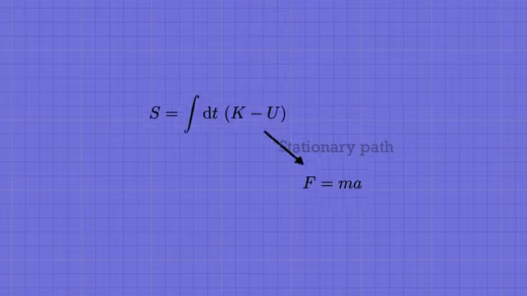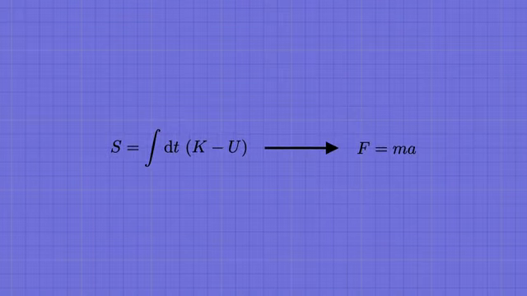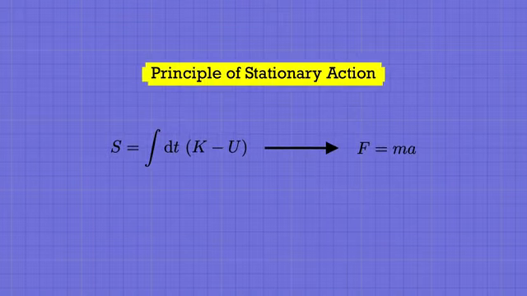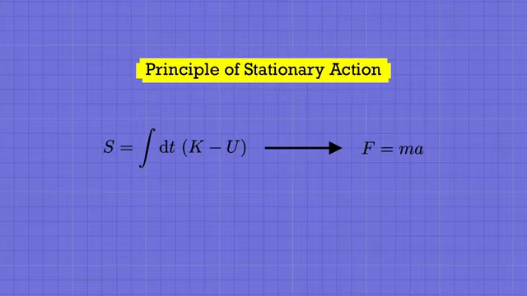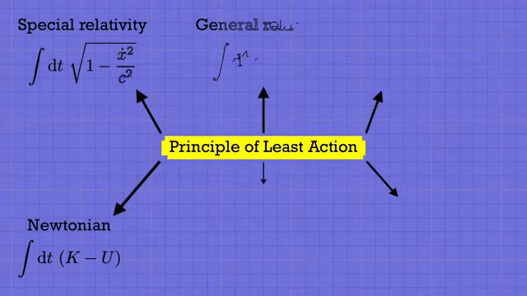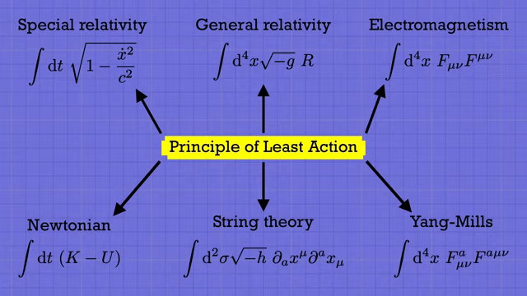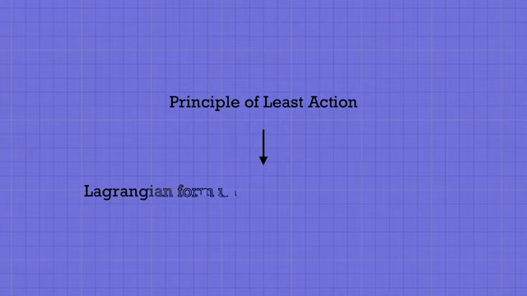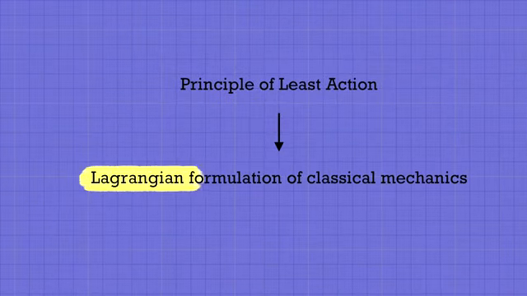The fact that the trajectory of a classical particle makes the action stationary is called the principle of stationary action. Actually, more often than not, the classical trajectory comes out to be a minimum of the action. And so it's more common to call this the principle of least action. It's one of the most fundamental principles in classical physics, much more fundamental than F equals ma. And now we've seen how it emerges from quantum mechanics. The principle of least action is the starting point for the Lagrangian formulation of classical mechanics, which I mentioned earlier.